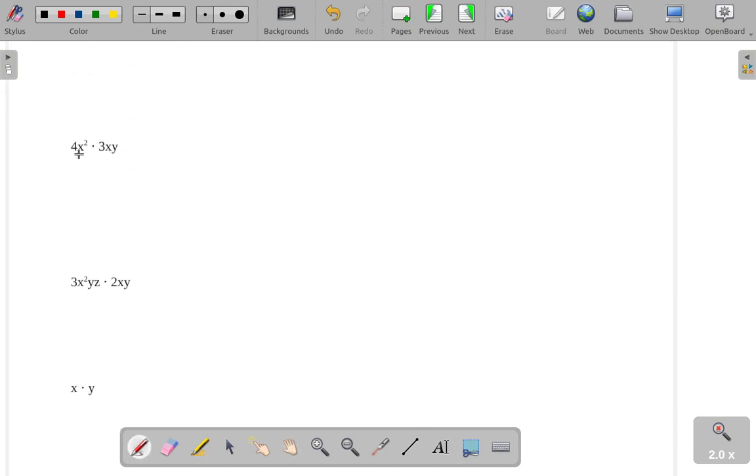If you have 4x squared times 3xy, 3 times 4 is 12. X squared times x, well, this is x times x, and then we have a third x here. This is x times x times x. That's x cubed. And we'd have a y.